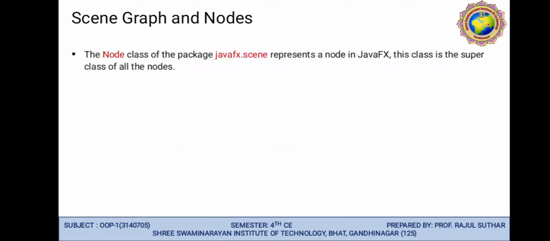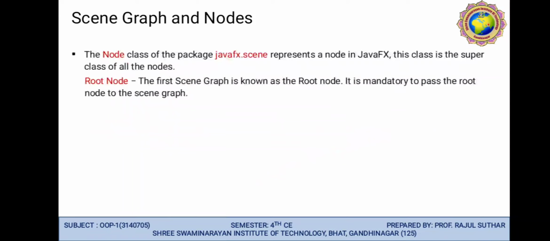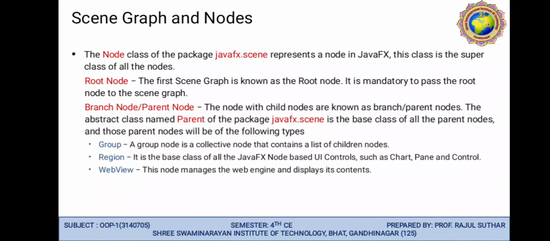The Node class of the package javafx.scene represents the node in JavaFX. This class is a superclass of all the nodes. Root node: the first node of the scene graph is known as the root node. It is mandatory to pass the root node to the scene graph. Means if you are working with a parent and child relationship, the superclass is called the root class, and you can work with a leaf node as a child class. So this type of relationship is covered by the root node, and the branch node as well as the parent node.